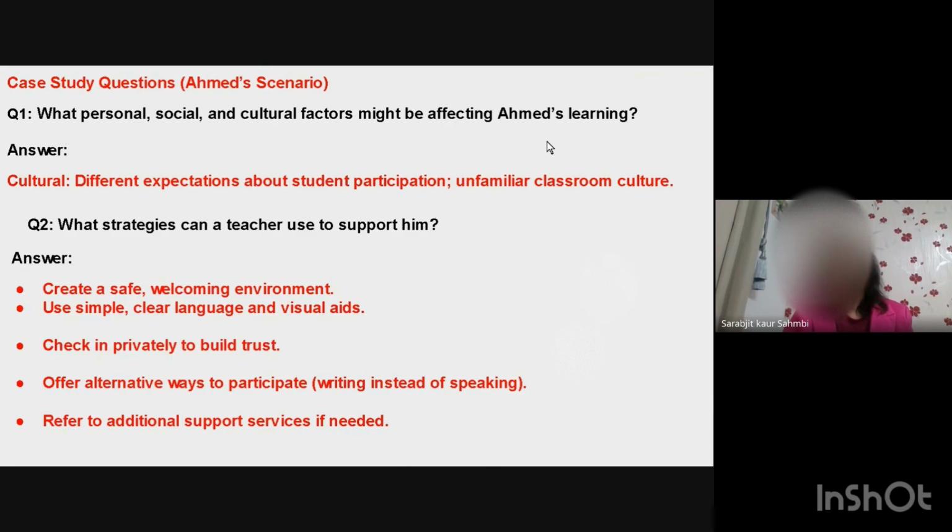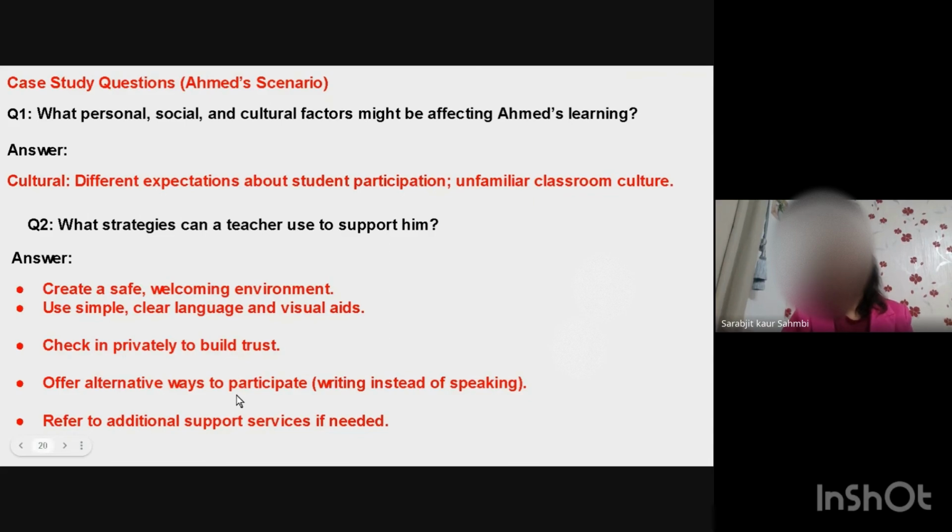When you're doing the strategies for your class, if you have any learner who is struggling, have a chat privately. Chat with the learner, ask what they are facing, what their problems are, what they are struggling with, depending on your situation. So please talk with them and gain their trust. And the next is to offer alternative ways to participate.